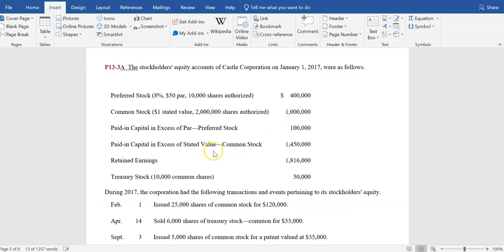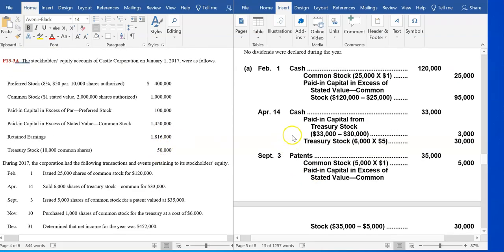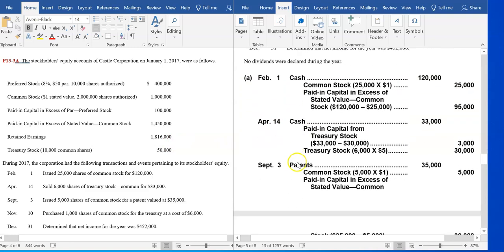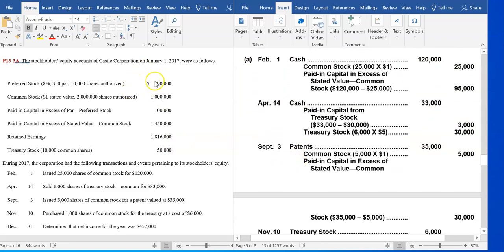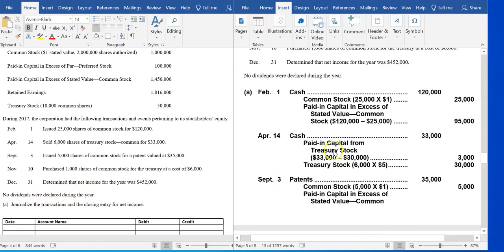Okay, last problem here. And let me pull up the other document. All right, this will make it a little bit easier for us to work through this together. So the stockholders' equity accounts of Castle with balances as of January 1st of 2017 were as follows. They had preferred and common stock with their excess accounts, retained earnings, and treasury stock. During 2017, the corporation had the following transactions, and we are going to journalize them. No dividends were declared during the year.